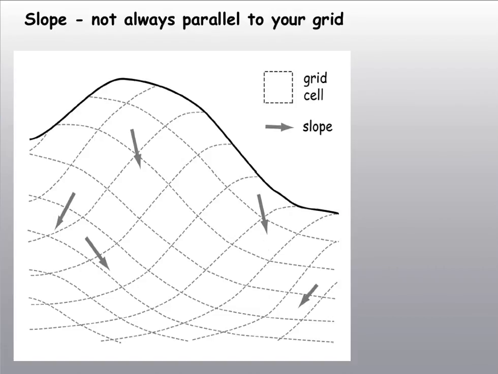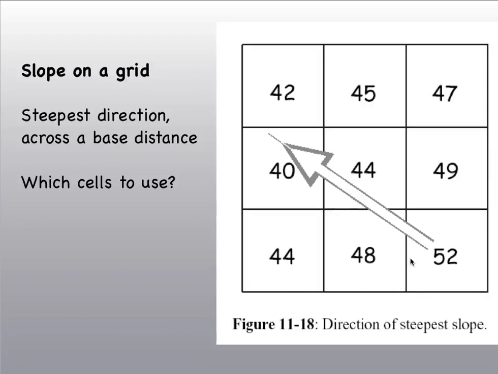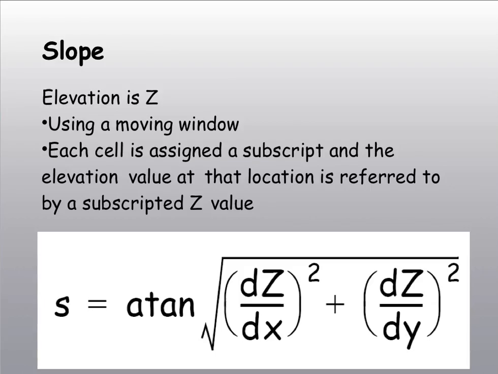So I have to factor that in. If I look at it from above, this might be the direction of my steepest decline and slope, but I have to somehow get the elevation averaged across these cells. I have to use those cells somehow. Well, we've come up with formulas that use moving windows that basically do that weighting in the calculation.